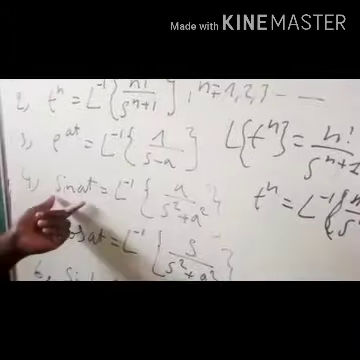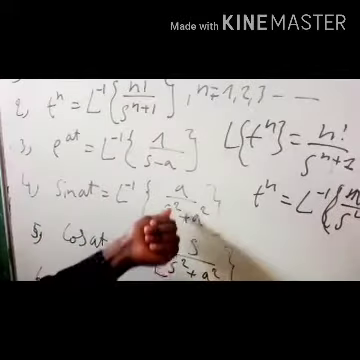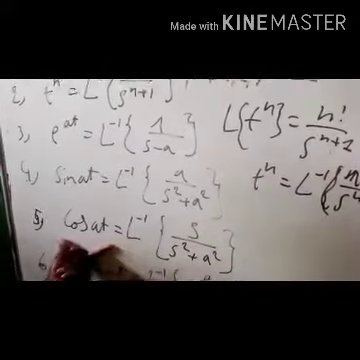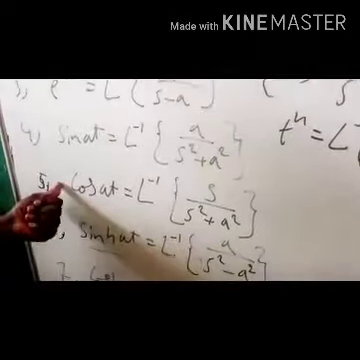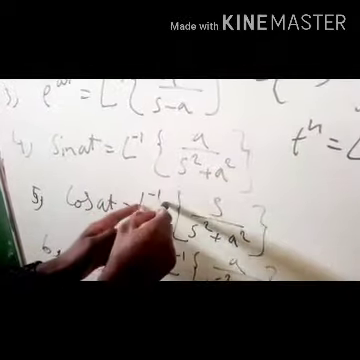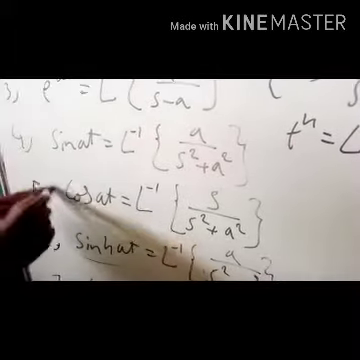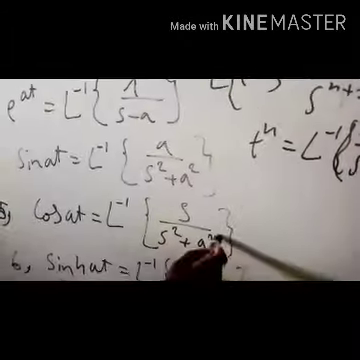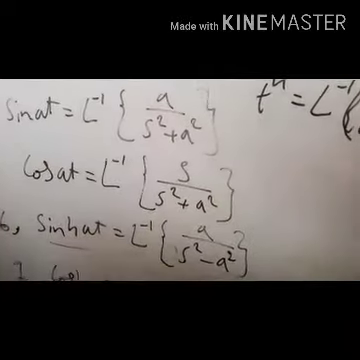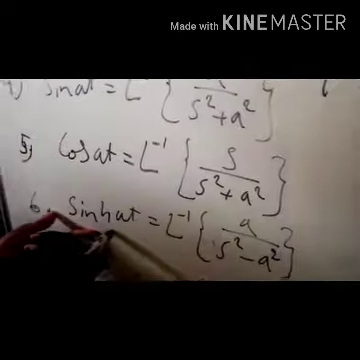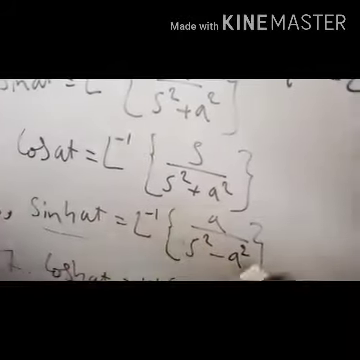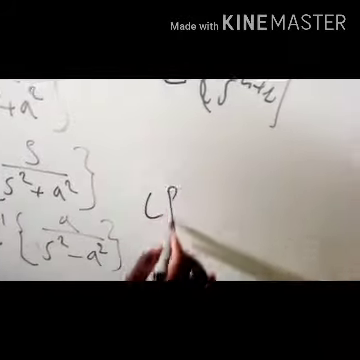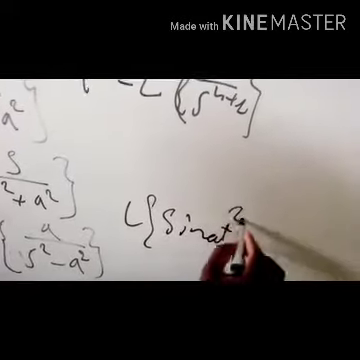The transform of sin at, we know, is equal to a over s squared plus a squared. Cosine looks the same: the Laplace transform of cosine at is equal to s over s squared plus a squared. For hyperbolic there is some difference. The Laplace transform of sinh at is equal to a divided by s squared minus a squared.